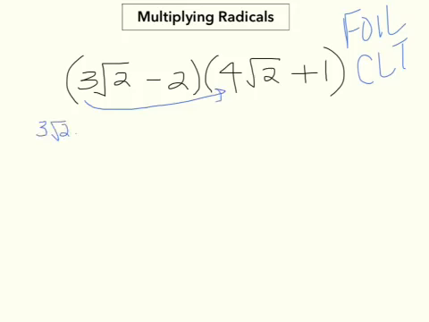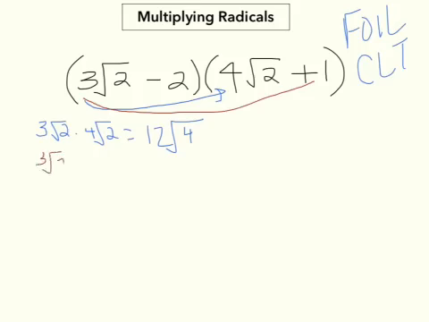And I'm actually going to write out what we just did here. So we did this times this. And this becomes 3 times 4 is 12. And then we multiply 2 times 2 under that radical, which is 4. Now let's do the next term. 3 square root 2 times 1, times a 1 is just 3 square root 2.